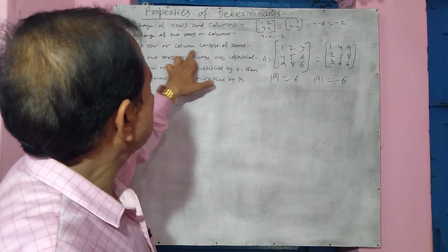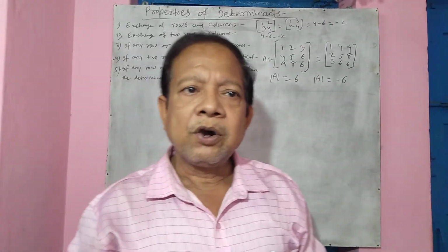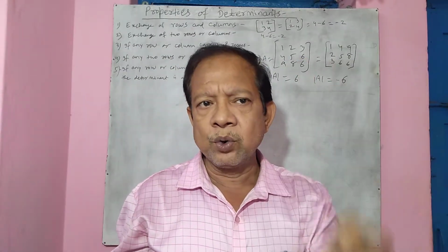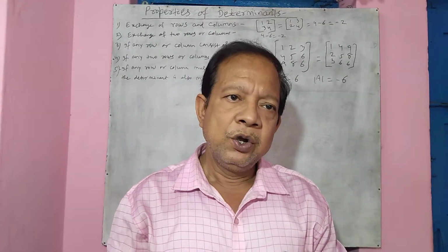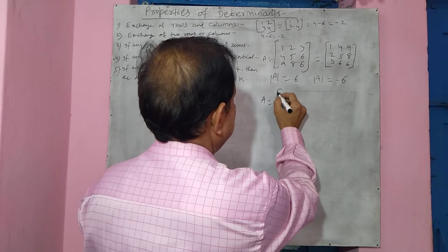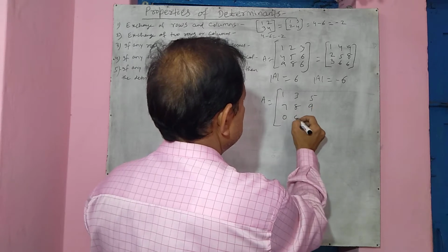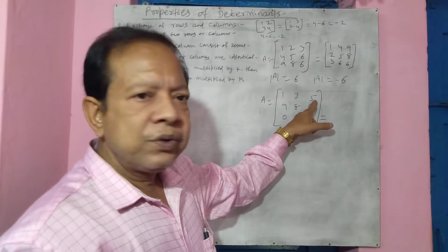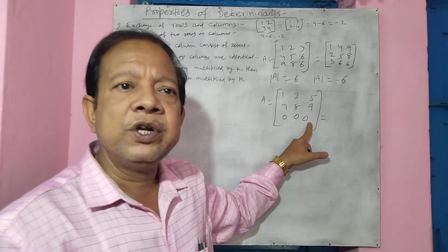If any row or column consists of zeros. Let's say in a matrix, all the elements of any row or all the elements of any column consist of zeros. What will be the result of the determinant? Take the example of matrix A equal to 1, 3, 5, 7, 8, 9, 0, 0, 0. You see the first row, the second row, they are numericals, but the third row consists of only zeros.